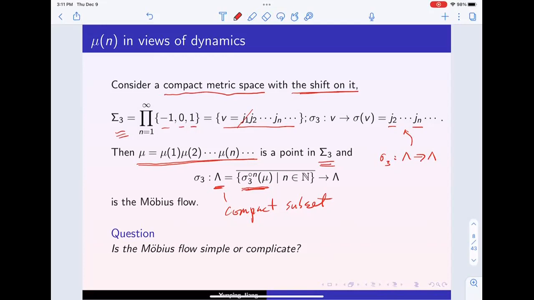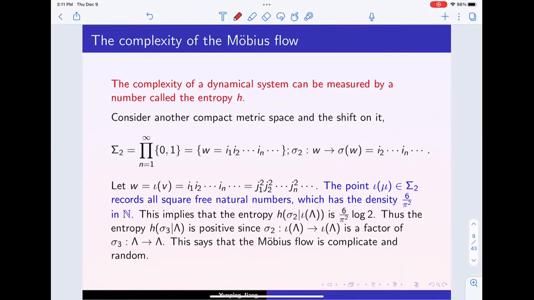Is the Mobius flow simple or complicated, right? But definitely we expect that it's complicated. Otherwise, maybe it would be easier to study. But how do you say this one is complicated? So then in dynamical systems, there is a quantity called entropy. This entropy is associated with any dynamical system, or we call it a flow, right? In this talk, I like to call it a flow. But in dynamical systems talks, usually they don't like to call it a flow. They want to call it a dynamical system.